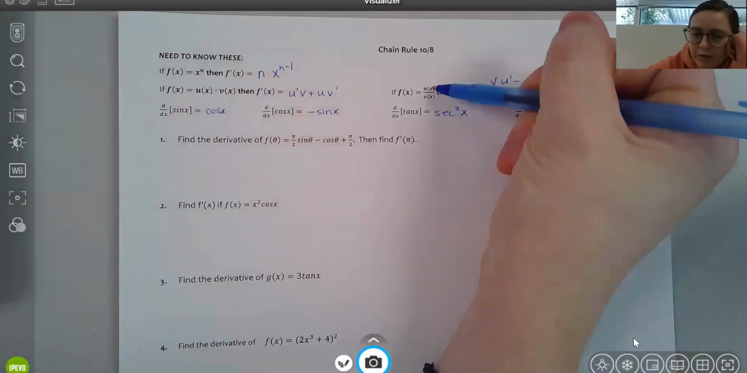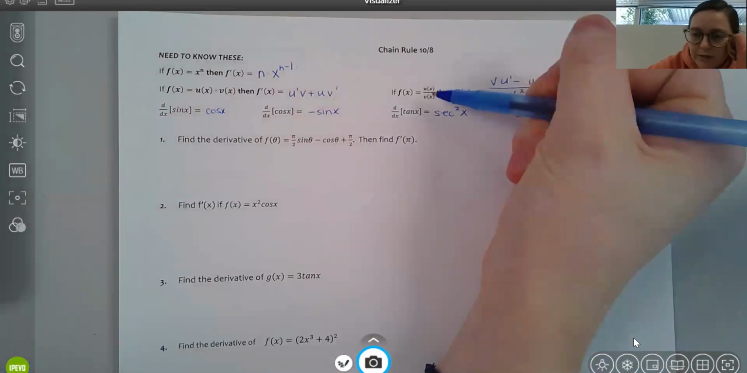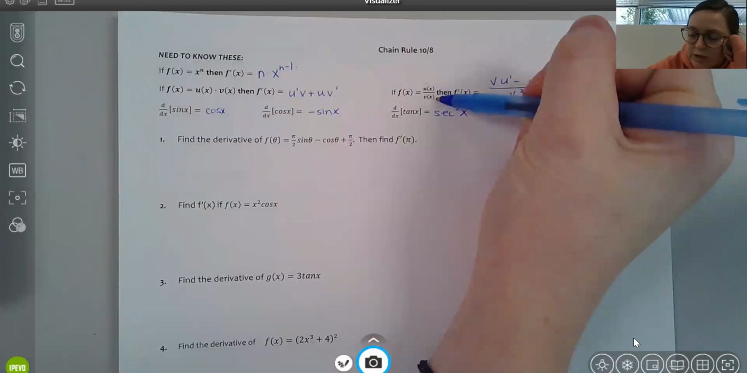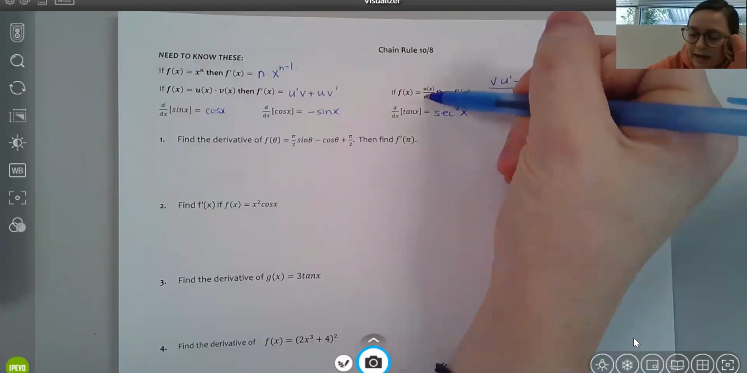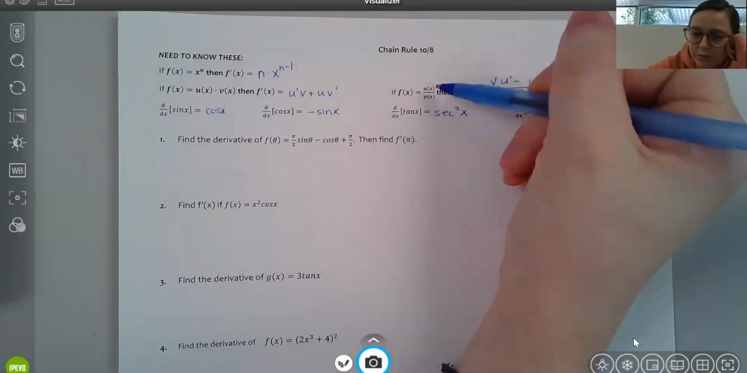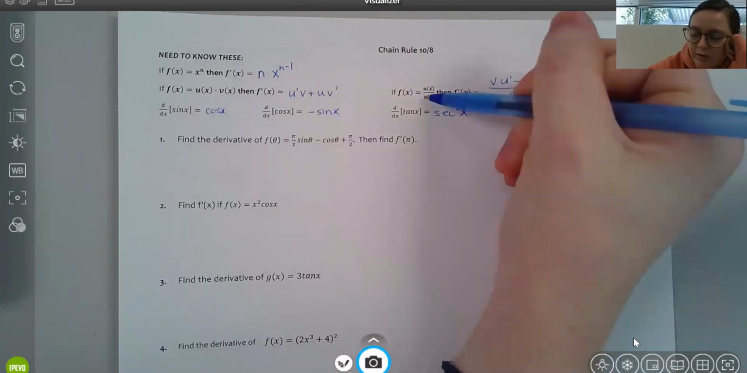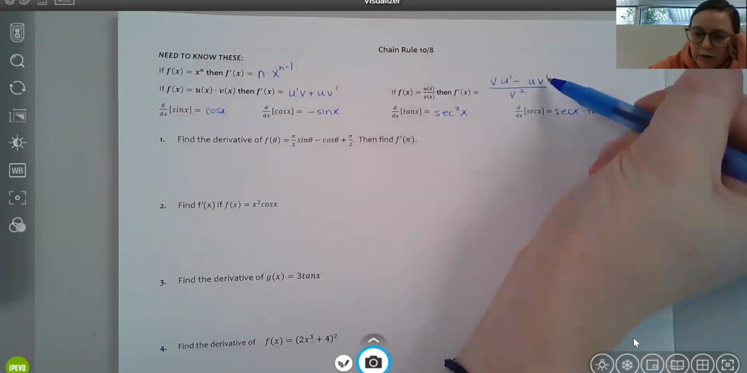This one, derivative of something divided by something else, so two dividing functions, that's going to be quotient rule. So low, which in this case is v, d high would be derivative of the high one, which is u prime, minus high, u, d low, derivative of v is v prime, underneath the low squared, which is just v squared.